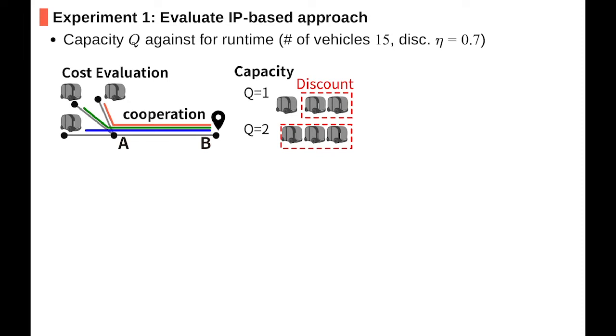When evaluating total cost, if Q is 1, a vehicle can cooperate with another one vehicle. Therefore, the three vehicles are divided into two groups. If Q equals 2, in contrast, the three vehicles are regarded as one group in the evaluation, so they can reduce the total travel cost more. So now we evaluate Q against run times, and the figure shows the mean run times. From the results, we conjecture that smaller Q requires more run times.